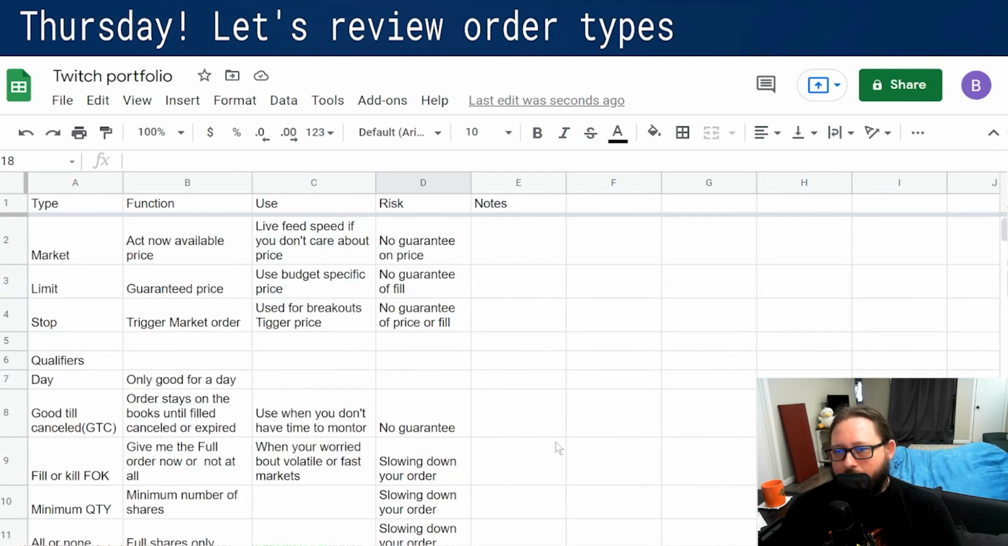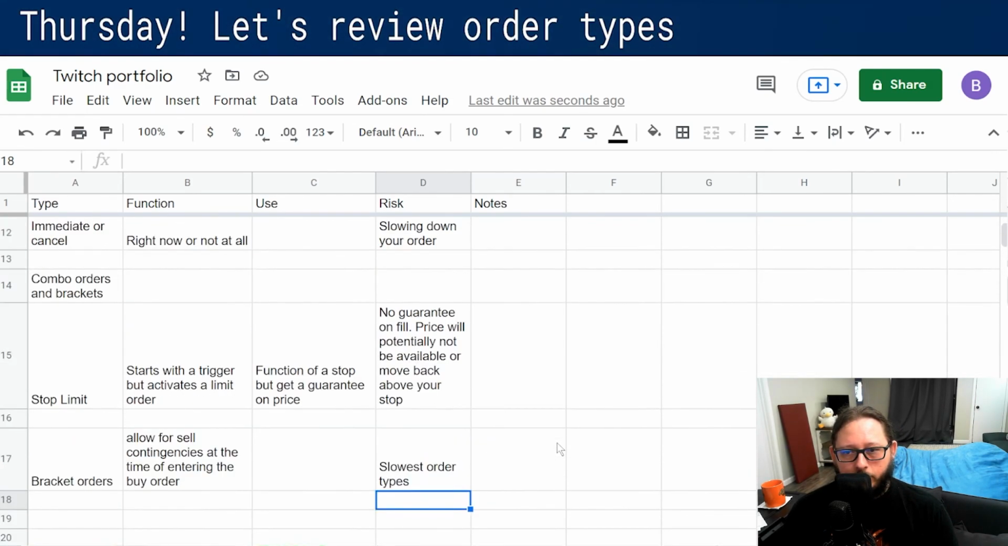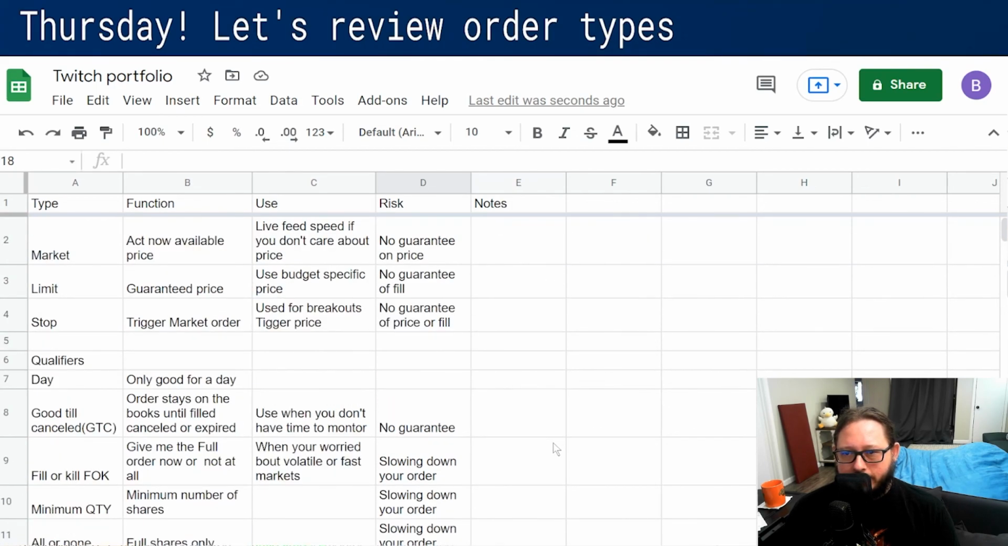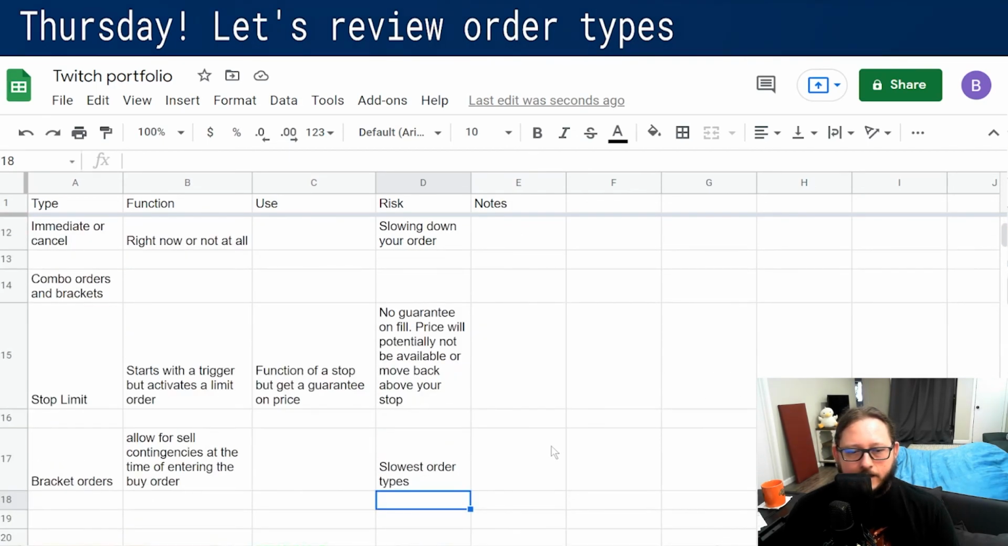So that's all I've got for the order types at this point. We've got the combos and brackets. We've got the basic types. We've got the qualifiers. Did I miss anything on the order conversation that anybody in the community wants to go over?